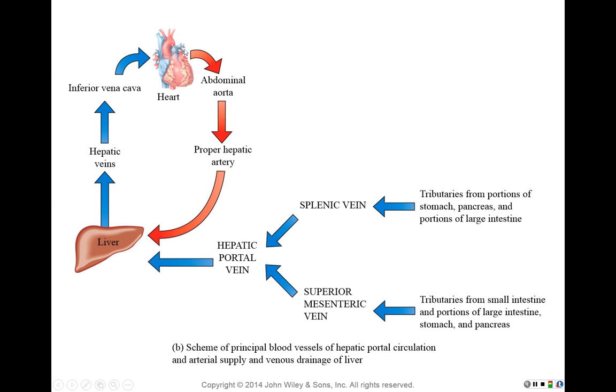Here's the abdominal aorta. Hepatic artery goes directly to the liver, but you also have all the blood that came from stomach, pancreas, large intestine, small intestine, many different things flowing into the two vessels to form the hepatic portal vein. And again, the gastric veins are joining here as well to the liver, capillary bed there, and working your way back through. So that's the hepatic portal system.